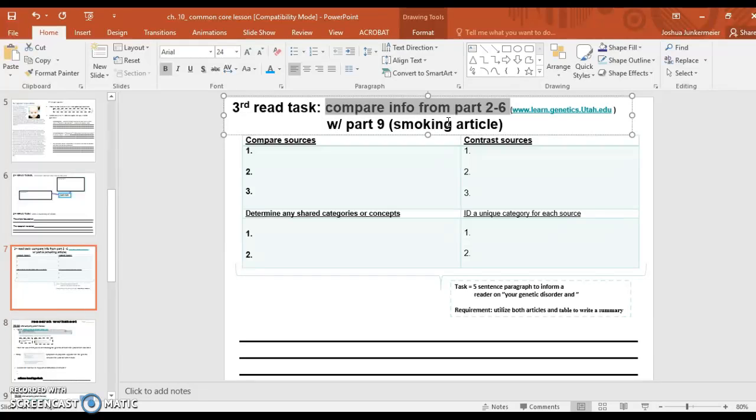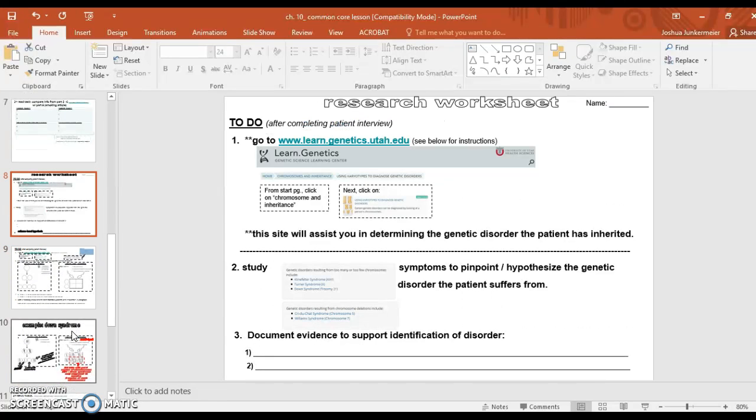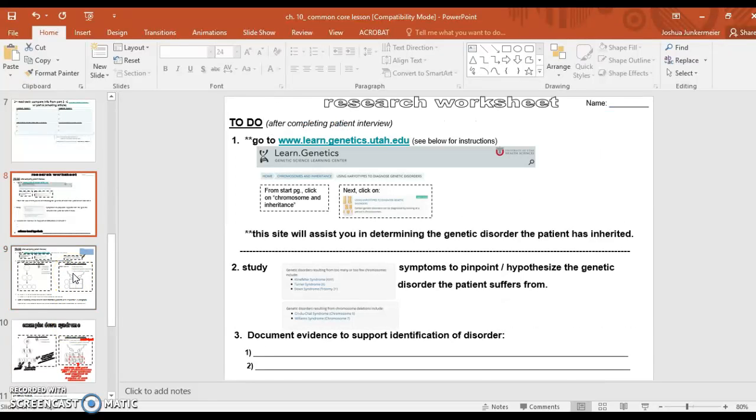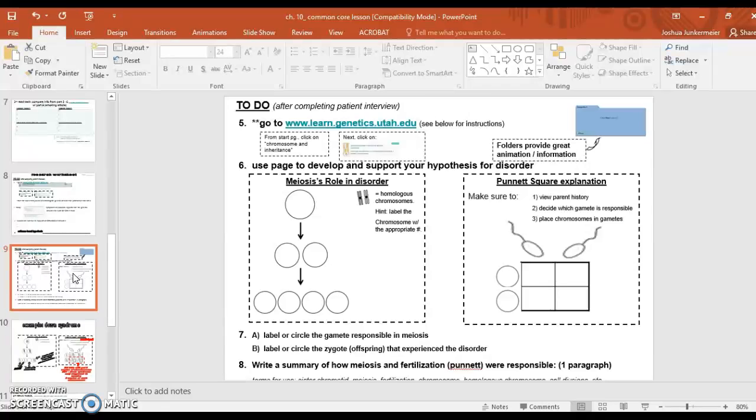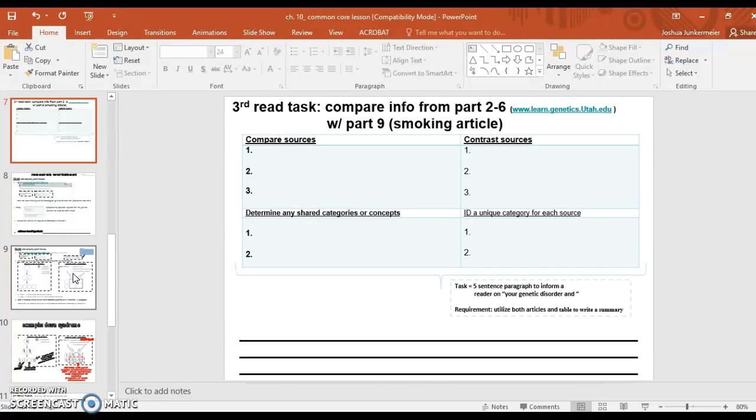But parts 2 and 6, let's go over real quick. What was parts 2 and 6? Well, that's simple. This was the front and back worksheet right here. This side, when you identified what the syndrome was your patient had, and this side where you explained meiosis and the Punnett square inheritance, or the heredity part, right? This is part 2 through 6. So you're going to look and study these 2 pages, and then up here, you're going to provide information about each one.